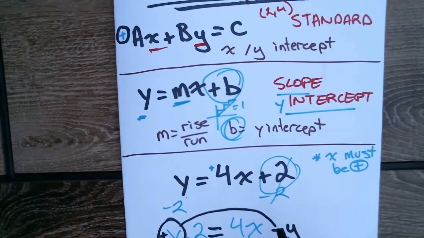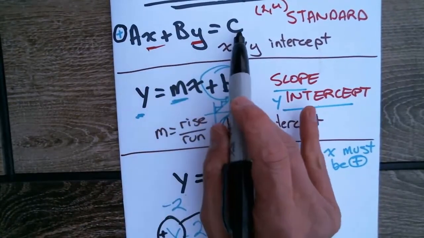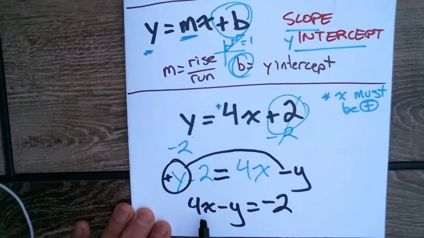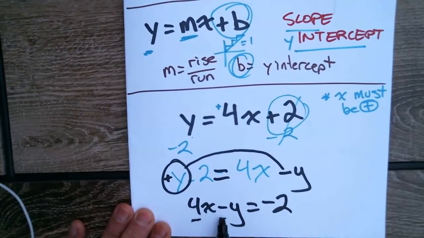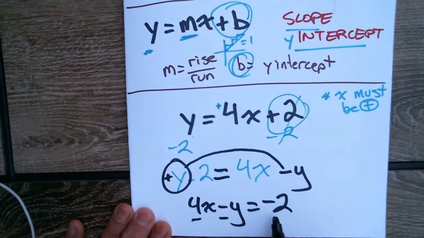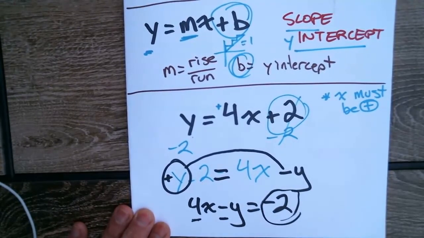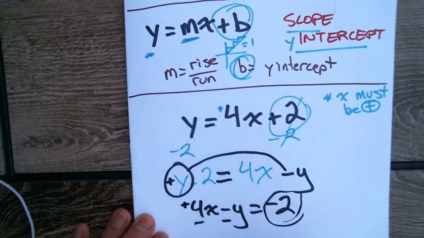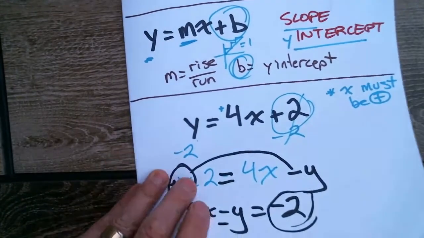Does it meet the criteria? I've got coefficients, an x and a y, and a c. Here I've got a coefficient of 4, a coefficient of negative 1, and I have my constant on the other side of the equal sign. My x is positive. All right, so that's how you move things around.